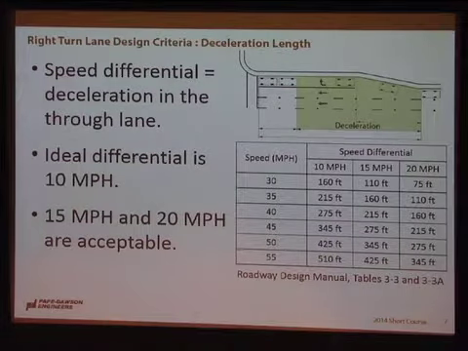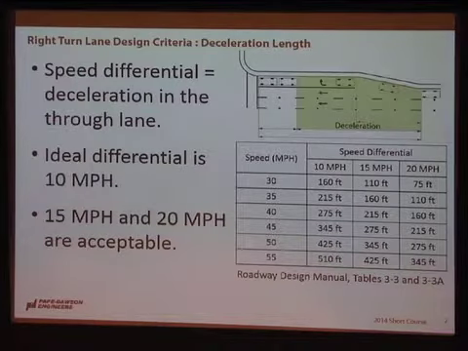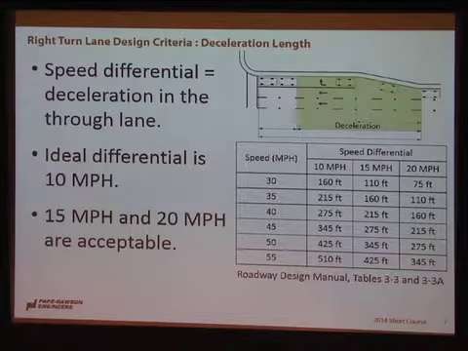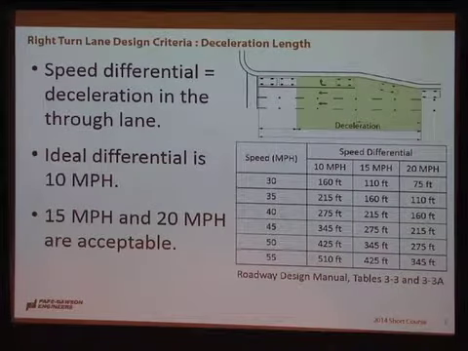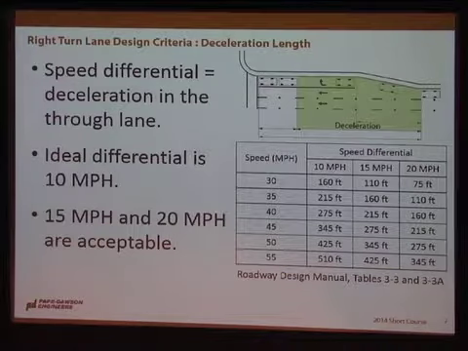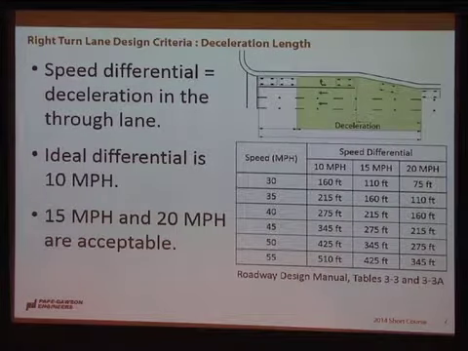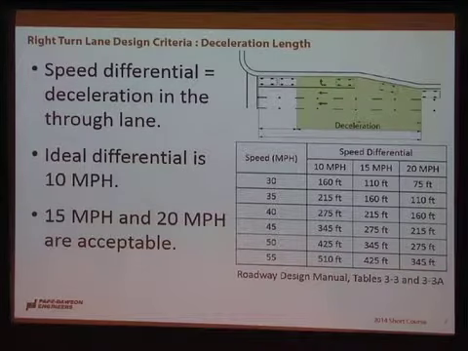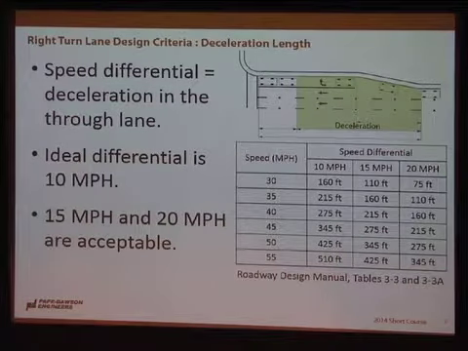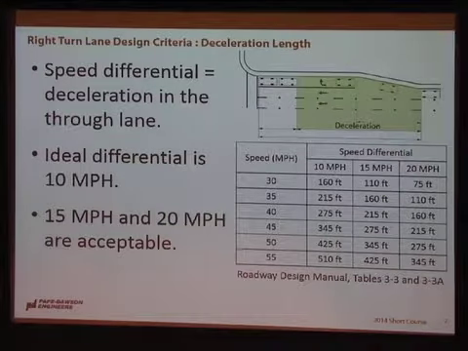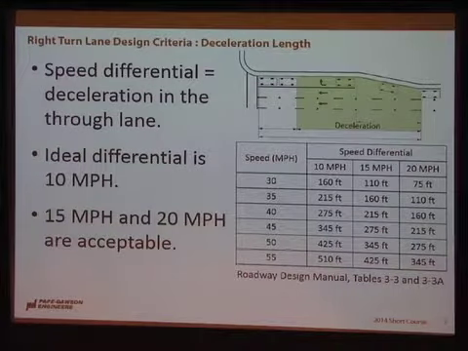Deceleration lengths. We've got new research here, so this is just totally worthless now. But it's what we're going to use now, and it'll take a while for the Green Book to be updated, and then the Roadway Design Manual will be a few years behind that. So these will probably work for quite a while. As Marcus mentioned, the ideal speed differential is 10 miles per hour. The speed differential is the difference in speeds primarily in that lane that's either the right-hand lane for a right turn lane or the left-hand lane for a left turn lane.